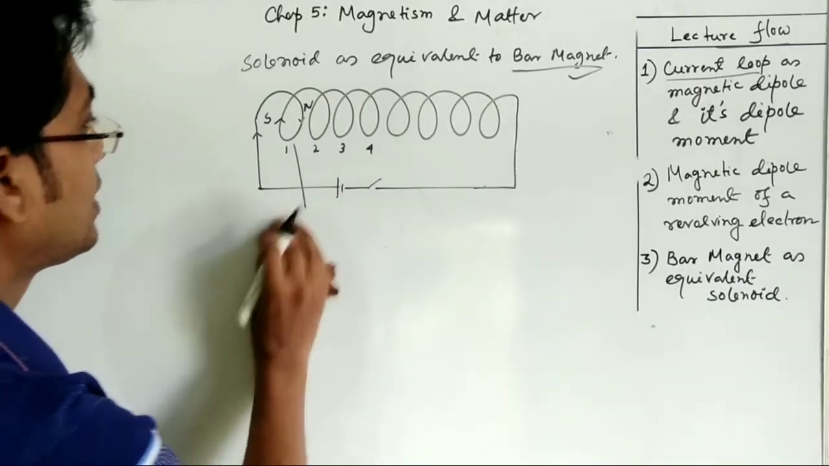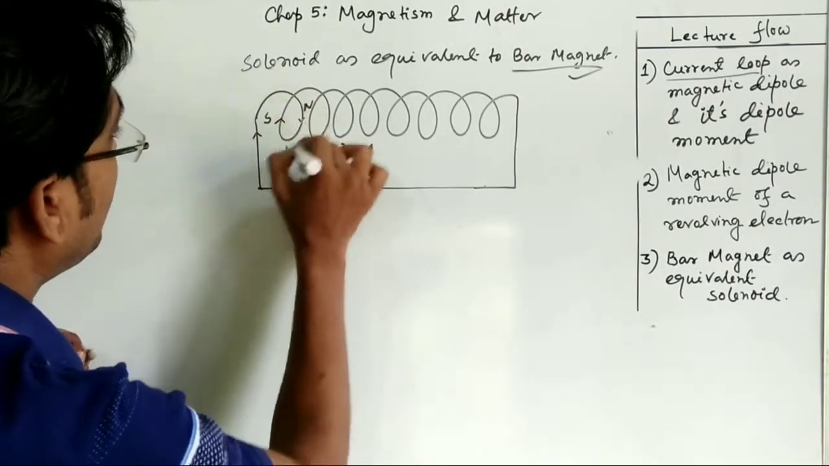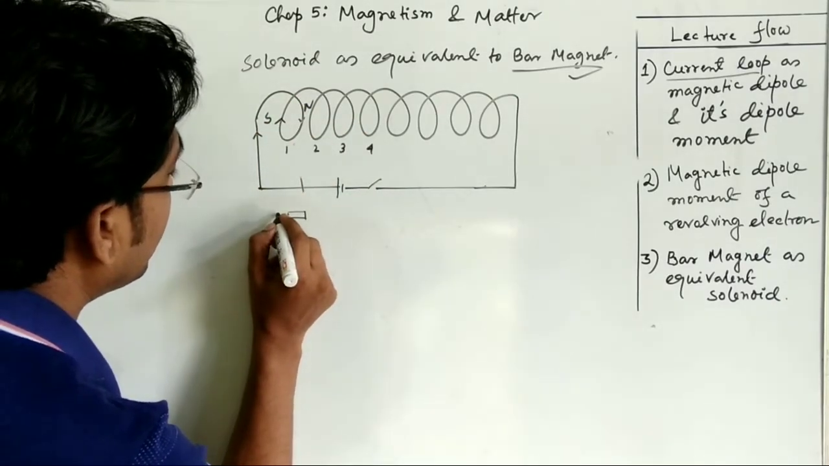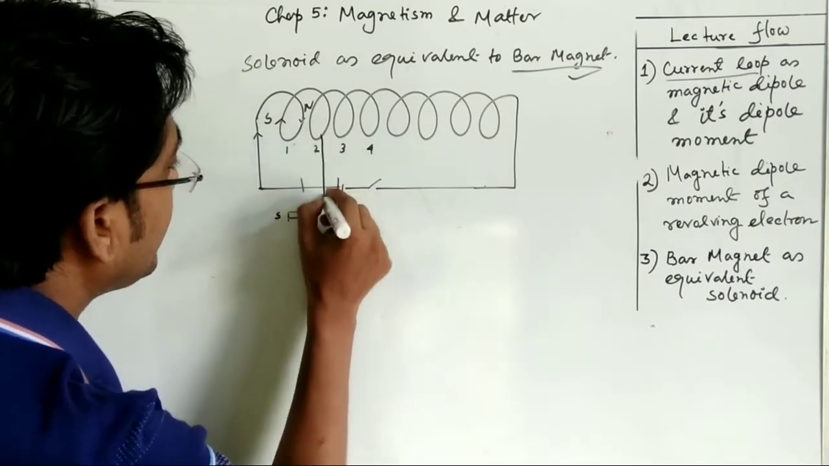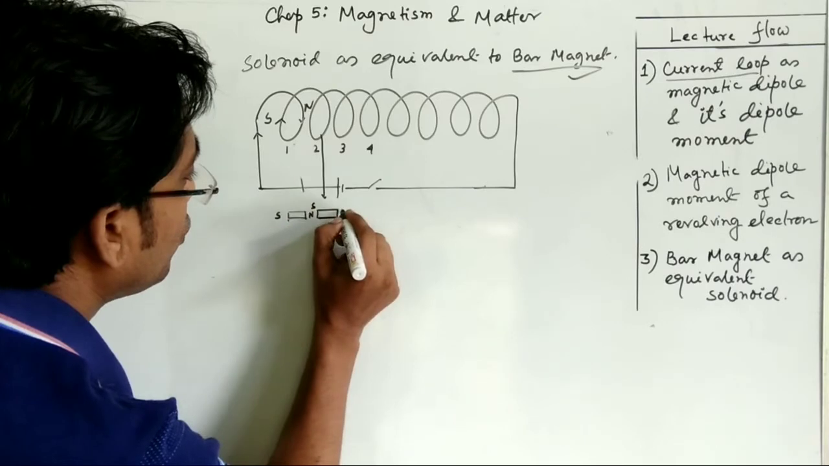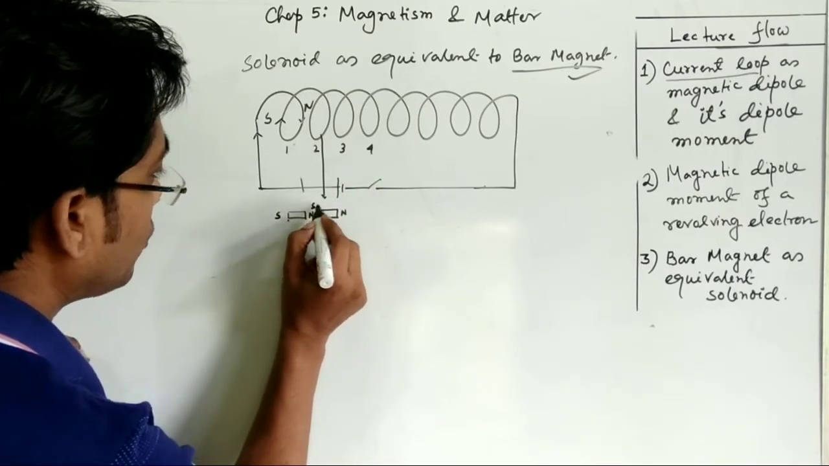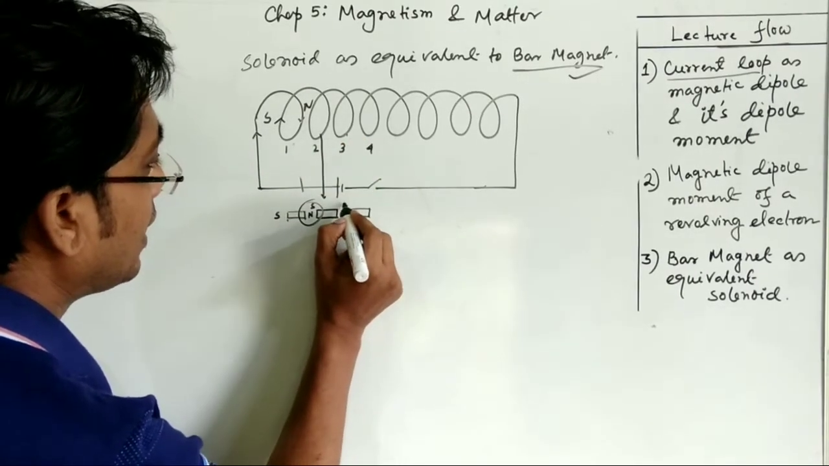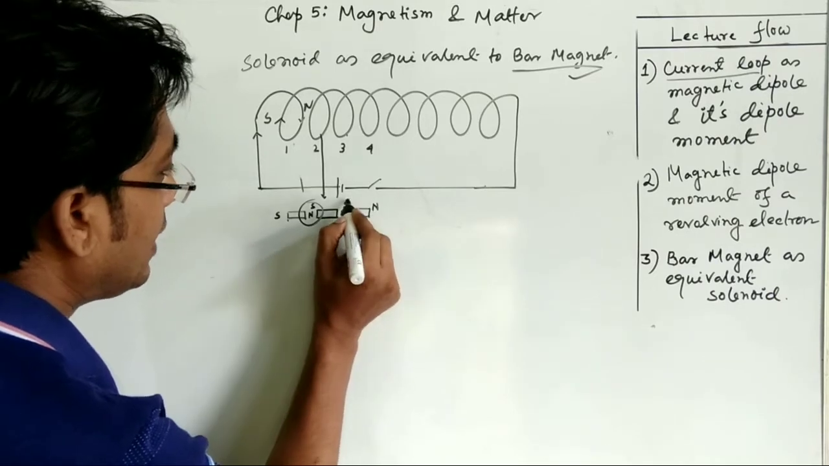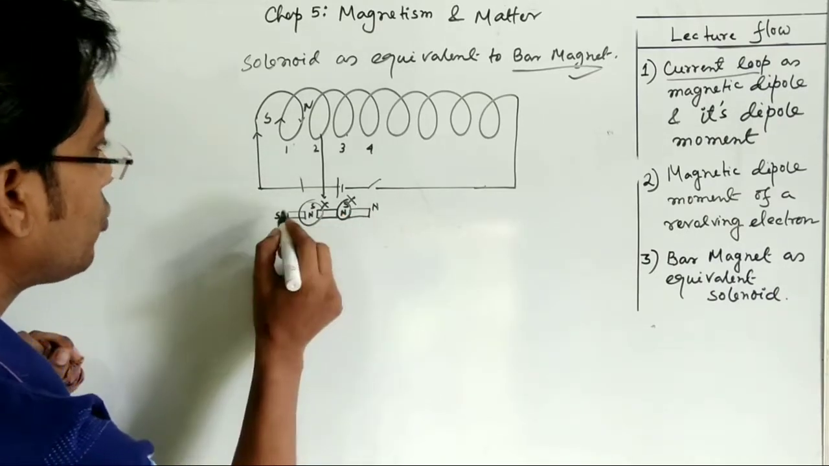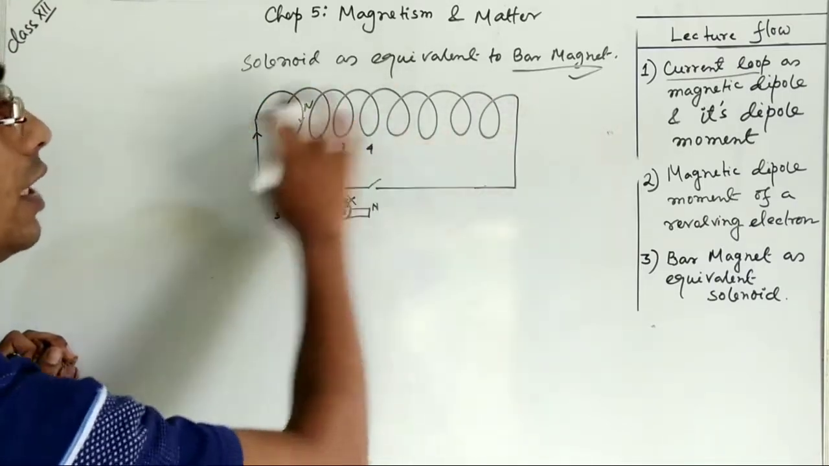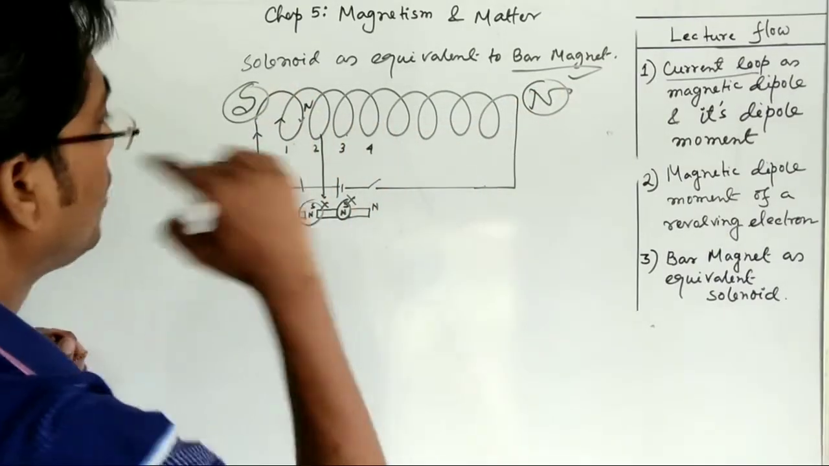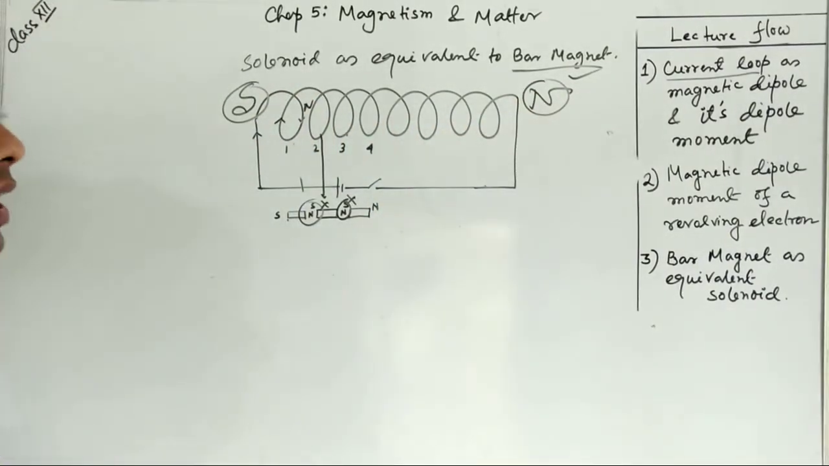So in this way, instead of the circular loop we can just draw a bar magnet with south pole and north pole. For the second loop you will get south pole, north pole, and this north pole and south pole will cancel each other. For the third loop also you will get one tiny bar magnet, south pole, north pole, and then this south and north will also cancel out. So in this way you will get the two sides of the solenoid, this will be south pole and this will be north pole. So it will behave as a bar magnet.